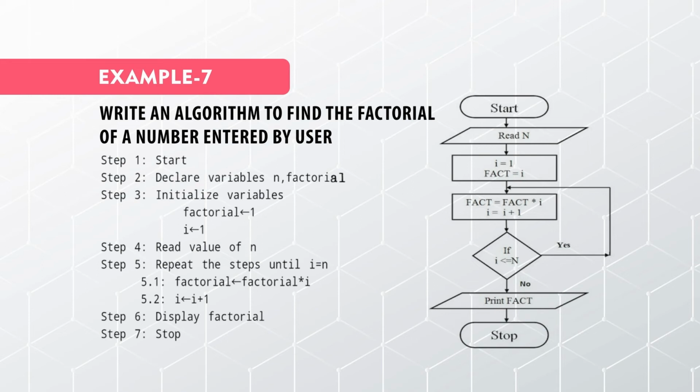Now fact is equal to fact into I, so the earlier value of fact was 2, so 2 into 3, that is equal to 6. Now I is equal to 3 plus 1, that is 4. 4 is greater than 3, yes. So it will come out of this loop and print fact. The fact is equal to 1 into 2 into 3, that is equal to 6. So this is how you map an algorithm to the flowchart.